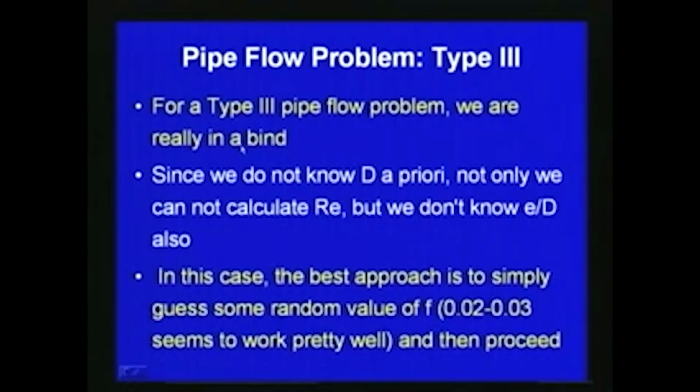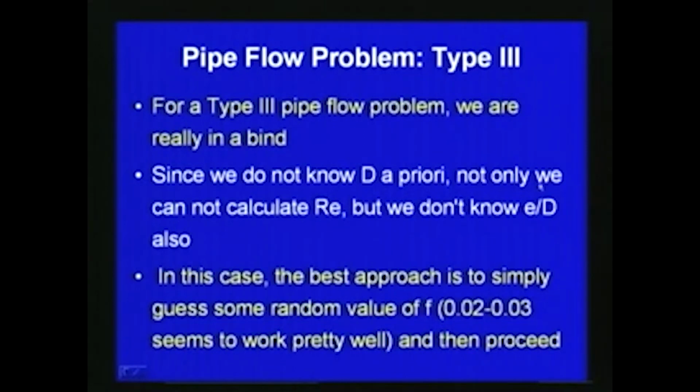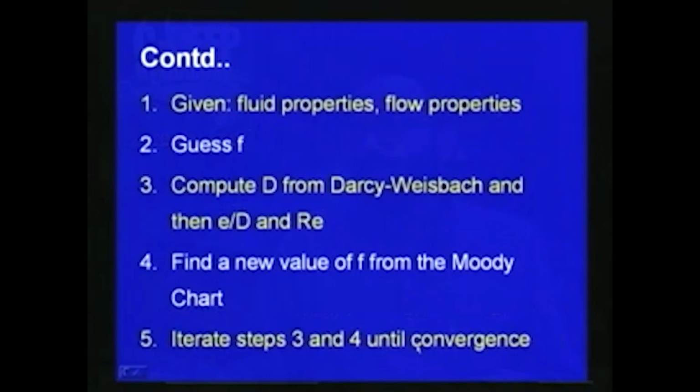Now the third one is type 3. Here we have to design, or find, the diameter of the pipe. Since the diameter is not known, we cannot get the Reynolds number or other parameters, so again we have to go for an iterative procedure. Since we do not know the diameter D a priori, not only can we not calculate the Reynolds number, but we do not know e by D also. Hence the best approach is to assume some value of f, say for example 0.01 to 0.02. Depending upon the material we can assume certain values, and then we can proceed.